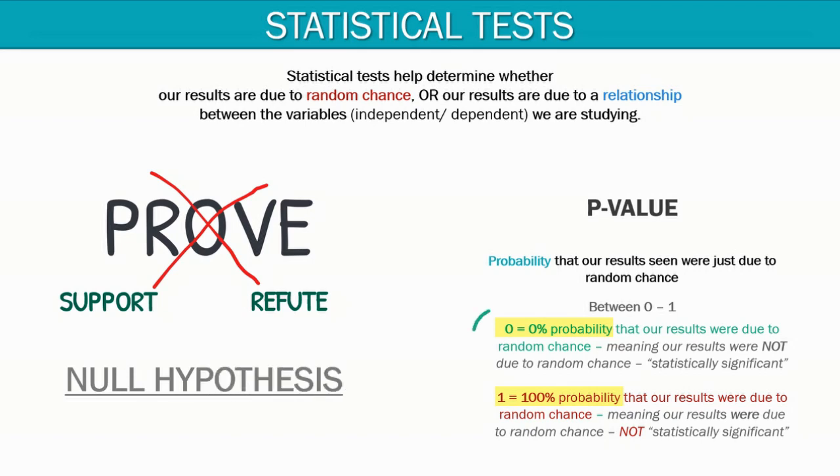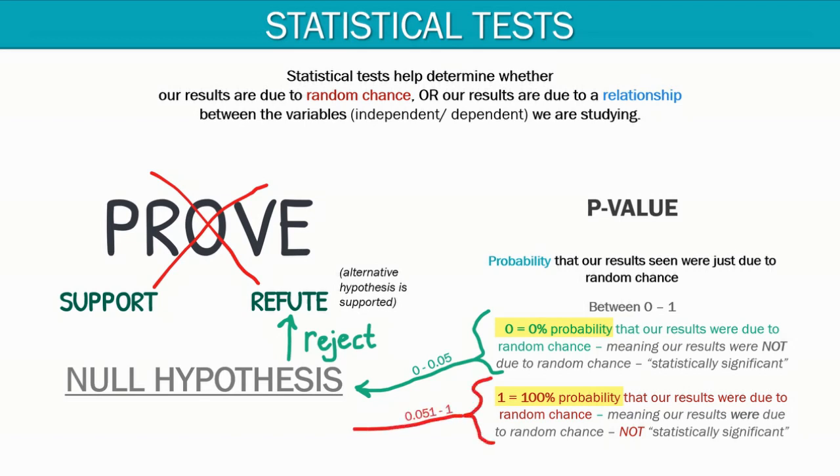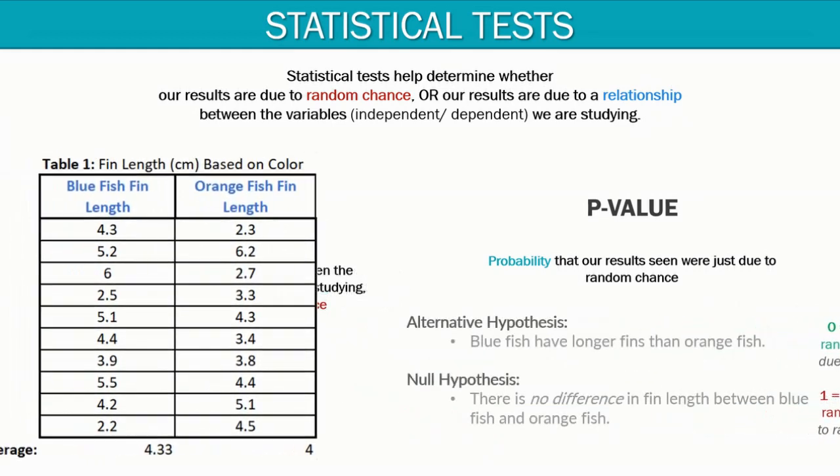If we have a very low p-value, like between 0 and 0.05, like super low, then we would reject our null hypothesis. Our null hypothesis would be refuted, meaning our alternative hypothesis would be supported. In contrast, if we have a higher p-value, like between 0.051 and 1, then we would fail to reject our null hypothesis, meaning our null hypothesis is supported. So now, let's look at this in the context of our example with different colored fish.